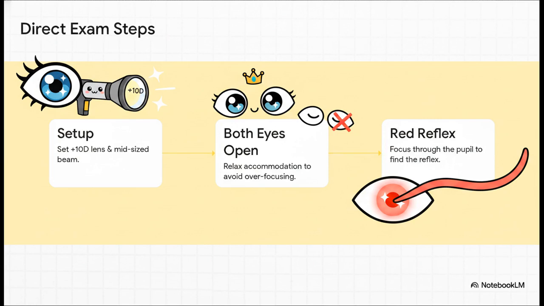So how do we actually execute this perfectly? First, you observe the external eye and adnexa, then set a mid-sized white beam of moderate intensity with a +10 diopter lens in the lens wheel. And hey, here's a major rookie mistake you absolutely need to avoid: closing one eye. Seriously, keep both eyes open so you don't over-accommodate. Keep your own refractive correction on, focus right through the pupil to check the clarity of the ocular media, find that red reflex, and honestly, just ride that red reflex straight in.